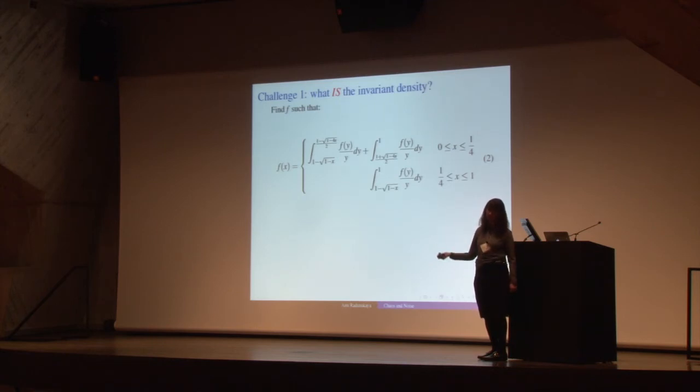I showed you a picture of it. It looks like a shark fin. I can prove some things about it, which is that it's not differentiable at a quarter. You know, it goes up to a point. I can prove that it goes to 0 at both ends, but I don't know the formula for it.